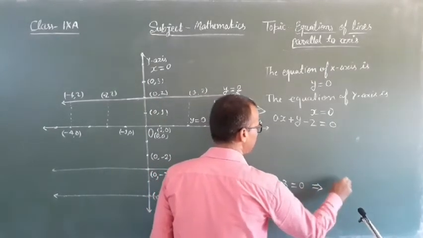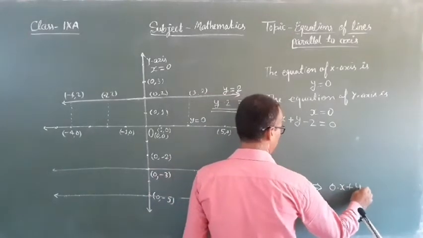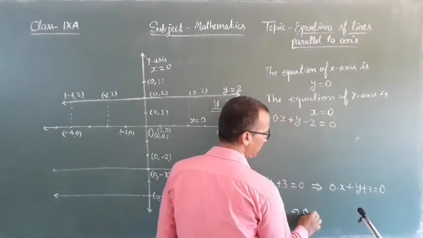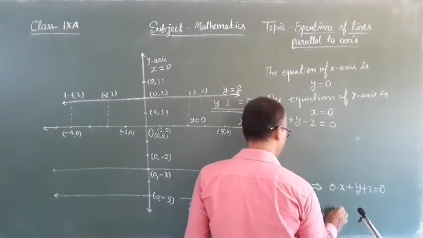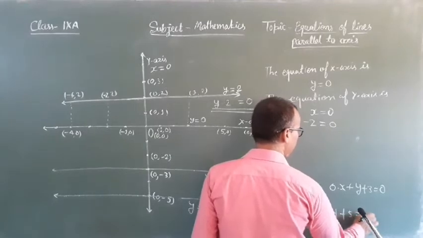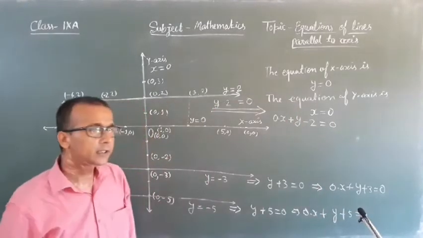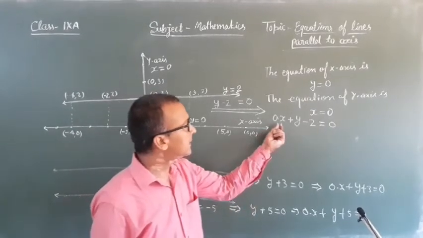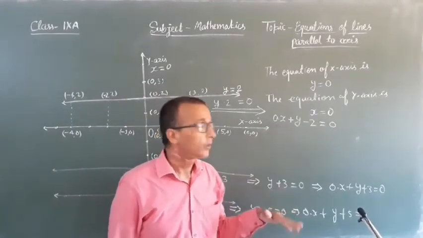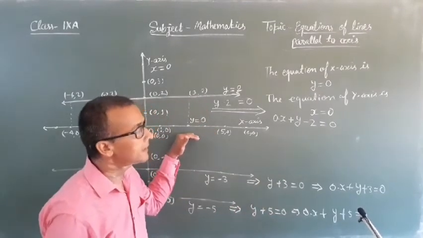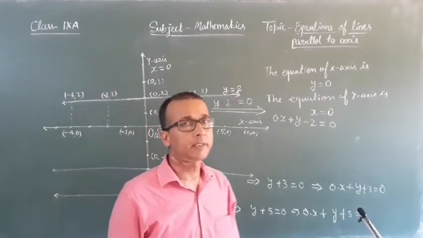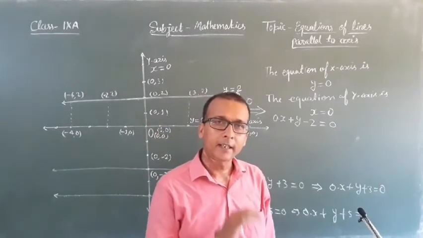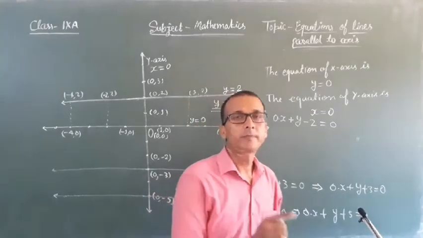0 into x plus y plus 3 is equal to 0. 0 into x plus y plus 5 is equal to 0. Dear students, now what do you conclude? It means all the lines which are parallel to x-axis, the coefficient of x will be 0, and that line will represent a line parallel to x-axis.